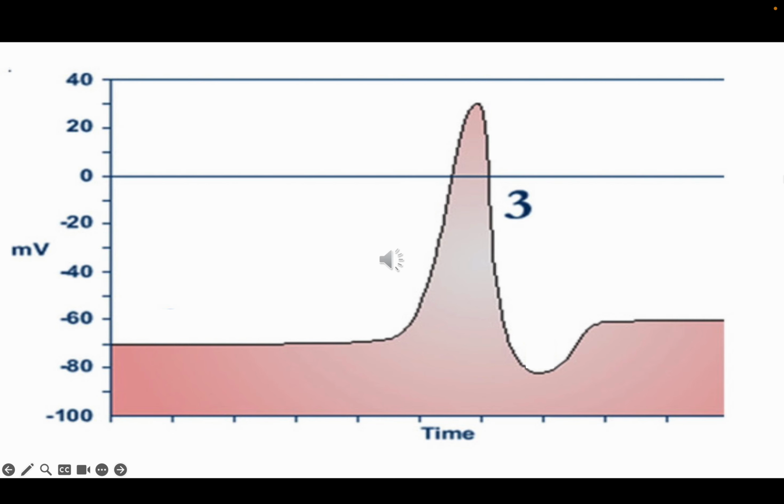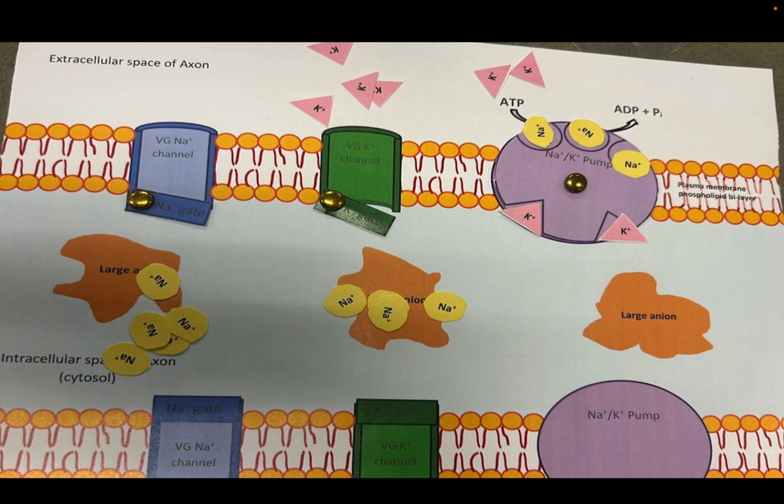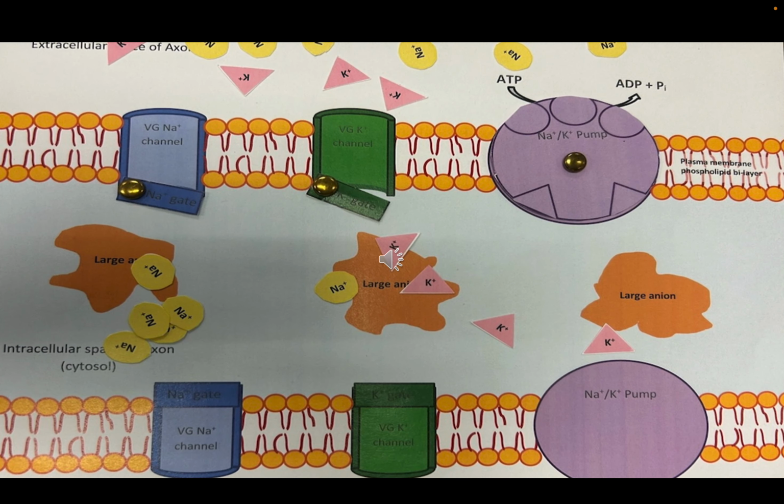In reference to our graph, we are here at number 3, which is repolarization. Everything previously mentioned happens, and the inside of the cell is now more negative. This is step 4, where we are using active transport. We are moving from low concentration to high concentration using ATP. The pump activates at a negative 90 voltage to get rid of the sodium and stops at a negative 70 voltage.